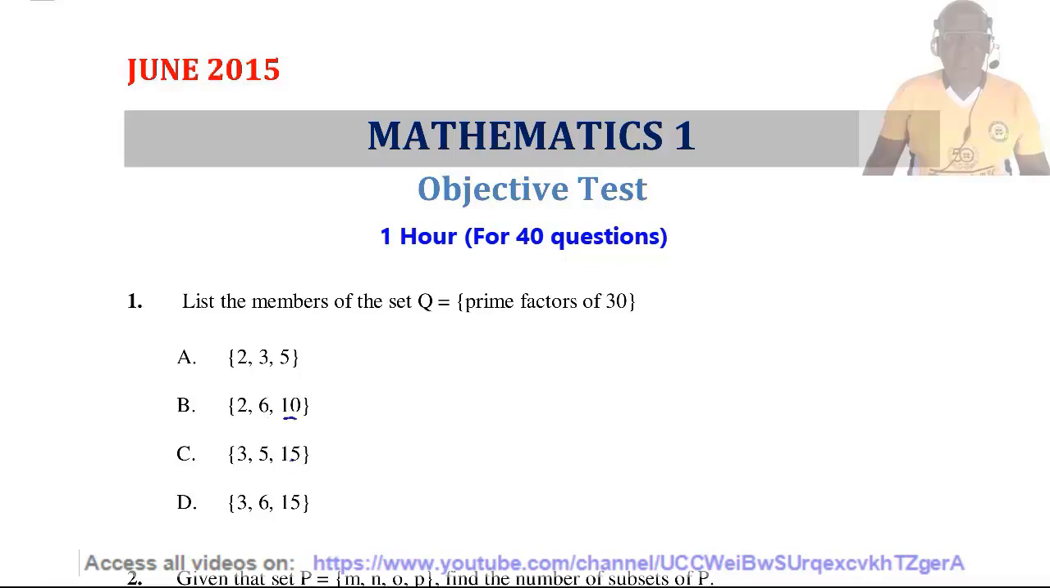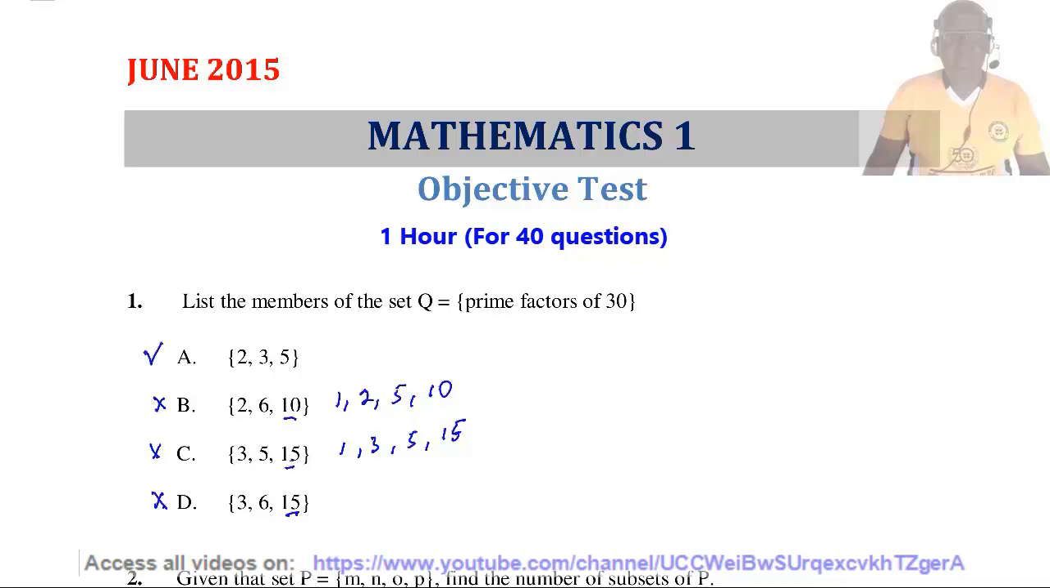10 is not a prime number because the factors of 10 are 1, 2, 5, and then 10. So B cannot be the right answer. 15 is not a prime number because the factors of 15 are 1, 3, 5, and 15. So C cannot be the right answer. 15 here is not a prime number, so this cannot be the right answer. So obviously the right answer is A.